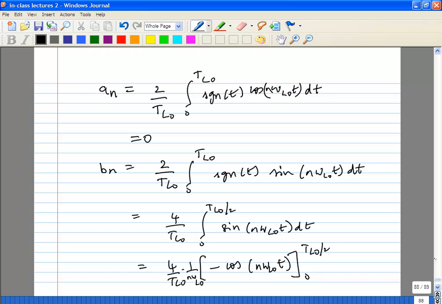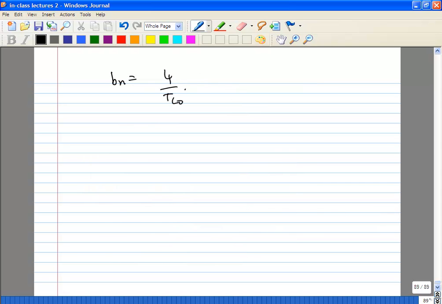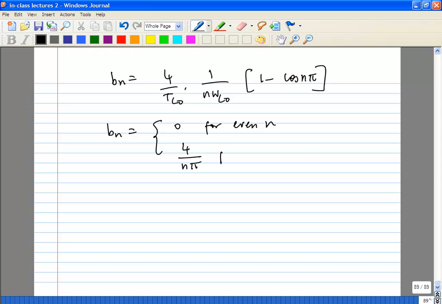Of course, you'll have an integration in this factor. You'll have 1 minus cos n pi. So if n is even, Bn is 0. If n is odd, it will be 4 over n pi.